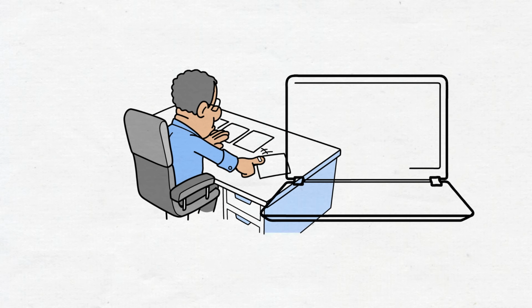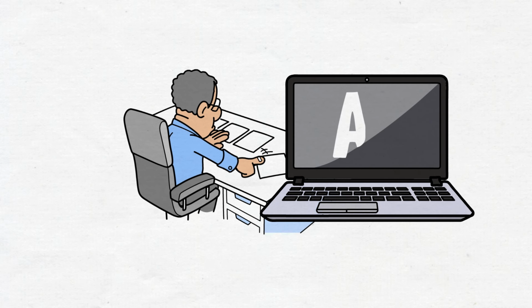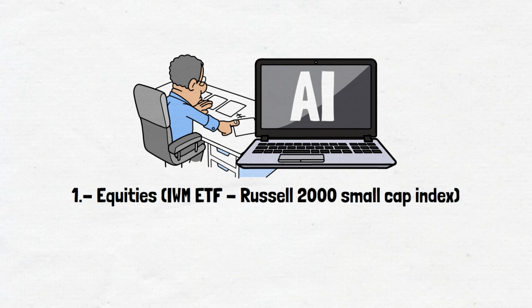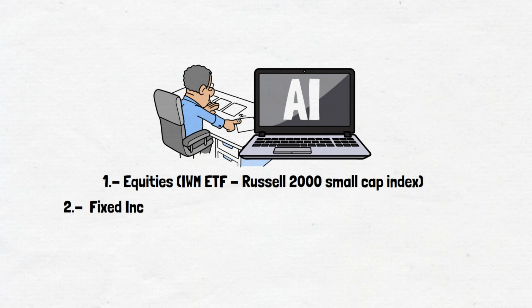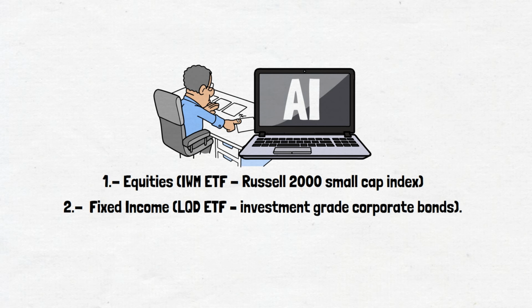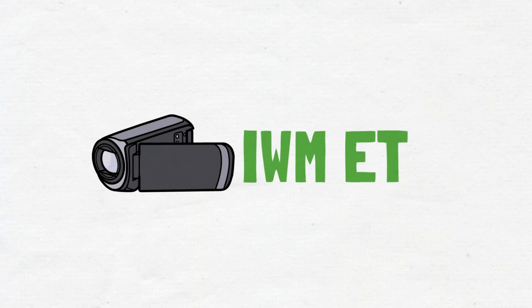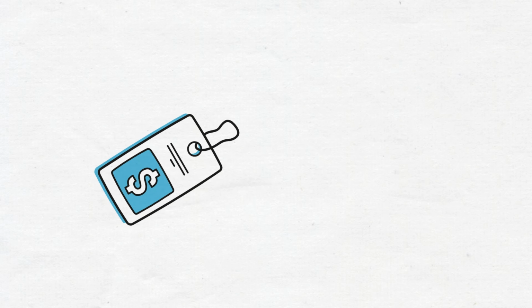Returning to our real-world ETF arbitrage strategy, we are currently deploying our AI model on two ETF arbitrage trading strategies, one in the equities, or the IWM ETF, the Russell 2000 Small Cap Index, and the other in fixed income on the LQD ETF, which is investment-grade corporate bonds. For the purpose of this video, we will use the IWM ETF and discuss our equity strategy.